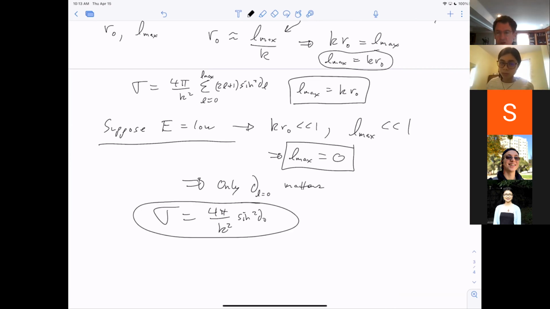That's why this phase shift treatment is so powerful, because it really simplifies the picture. You really only have to deal with a couple of phase shifts, and sometimes only one phase shift. Okay, let's do an example.